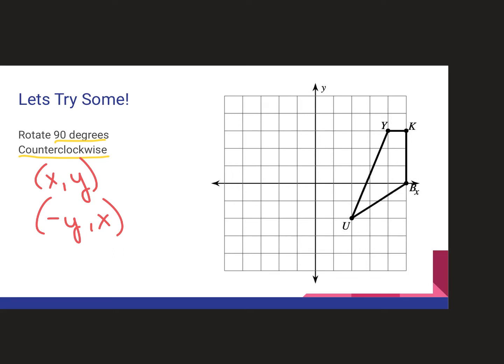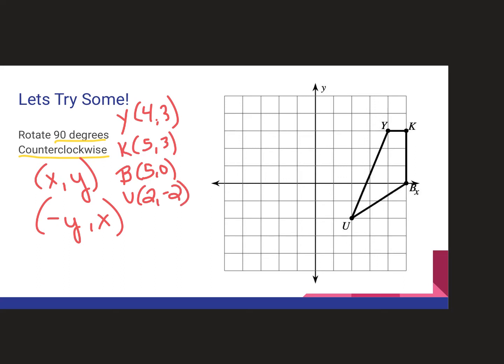So let's look at where these points are. I have points Y, K, B, and U. Point Y is currently at (4, 3). Point K is currently (5, 3). Point B is currently (5, 0). And point U is currently (2, -2).